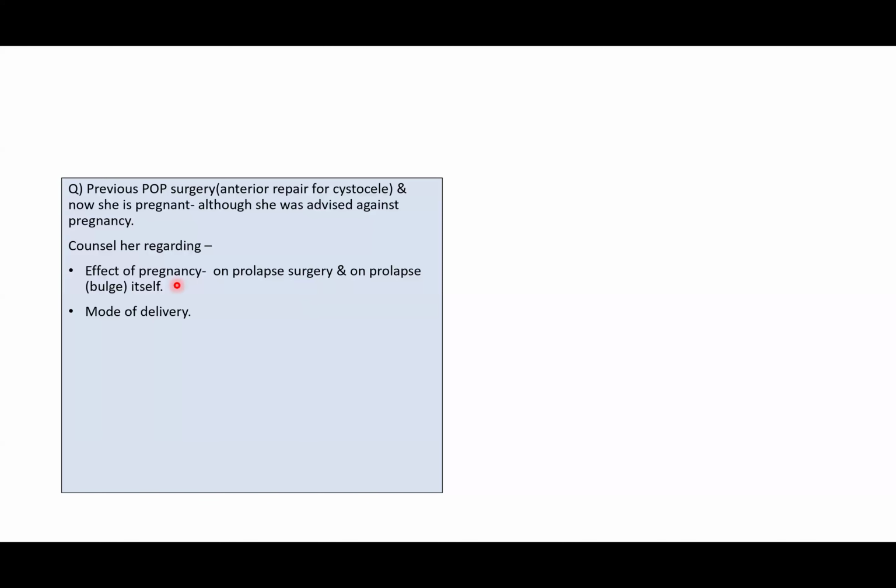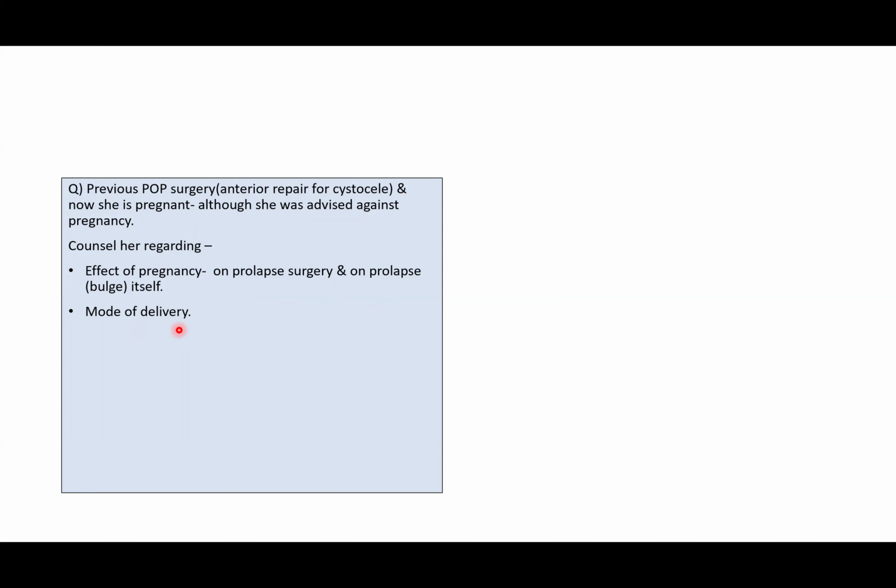In pregnancy, many hormones like progesterone and relaxin are secreted. They can relax the structures, the ligaments, and the muscles, so they can affect the surgery. What happens to the prolapse? The bulge will increase in size. So during the pregnancy, we have to offer you examination and keep an eye on the bulge.